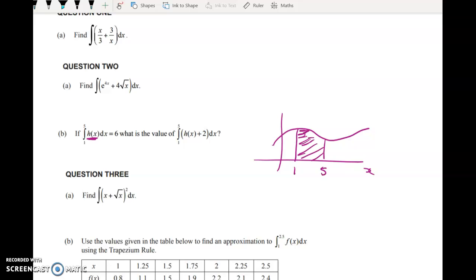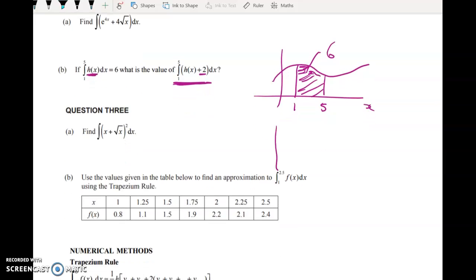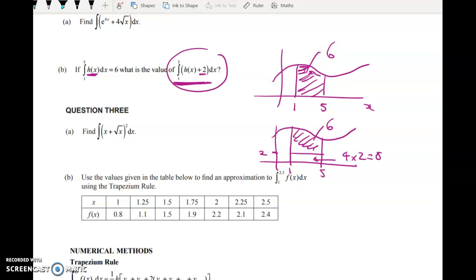So we're not told anything else, but we're told that that area is 6. And then we're asked to find the value of the function when it's been shifted up 2 units. Now I'm going to try and draw the same function. It's probably not going to work. So there's my function shifted up 2 units. And I want the area between the same limits of 1 and 5. So you can see that what I've got is what I had to start with, which is 6, plus this rectangle here. And that's got an area of base times height, so 4 times 2, which is 8. So the value of this integral is going to be 6 plus 8, which is 14.